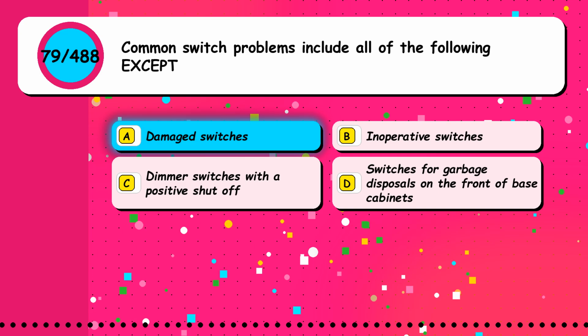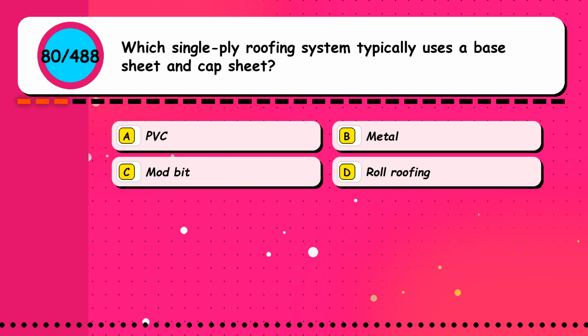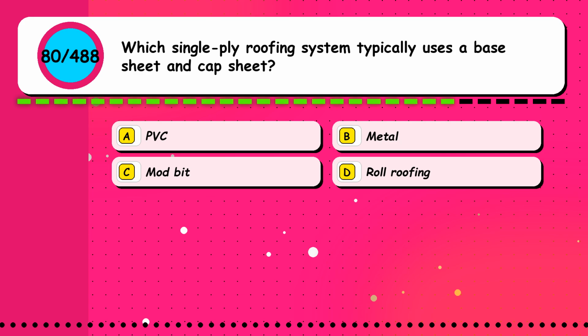The correct answer is option A. Damaged switches. Dimmer switches with a positive shutoff. Question 80. Which single-ply roofing system typically uses a base sheet and cap sheet? Option A. PVC. Option B. Metal. Option C. Modbit. Option D. Roll roofing.